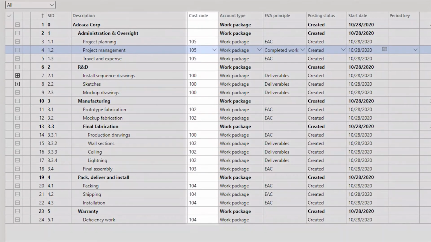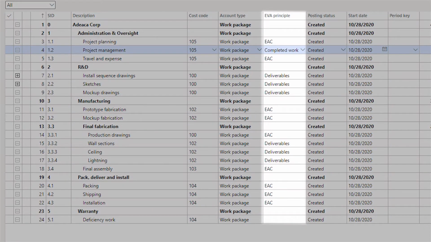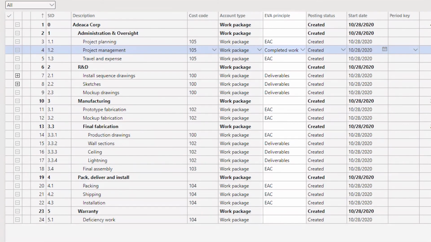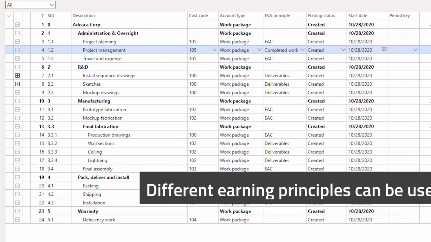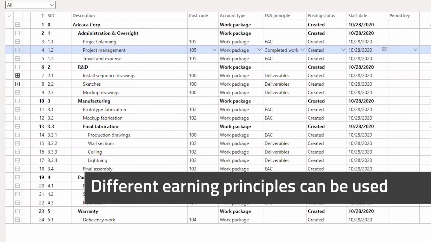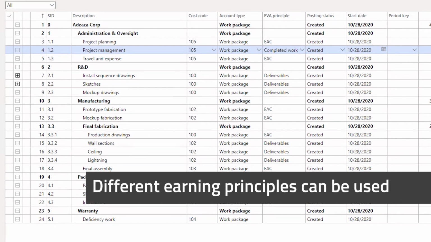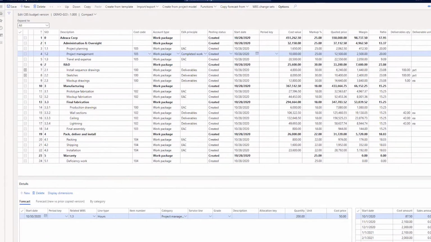First of all, we have the cost code, which is a grouping of accounts that we use for aggregated reporting. Secondly, the EVA principle determines how earned value is computed for individual accounts within the CBS. This might be the same for the entire structure, but as you can see here, I can apply different earning principles to different accounts in the CBS if that is what I need to do.